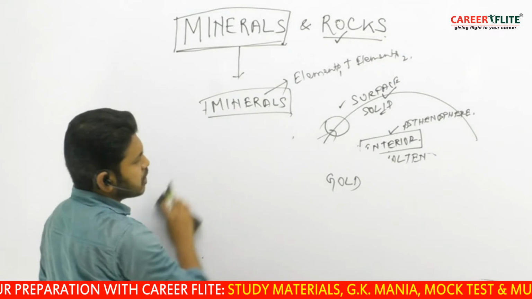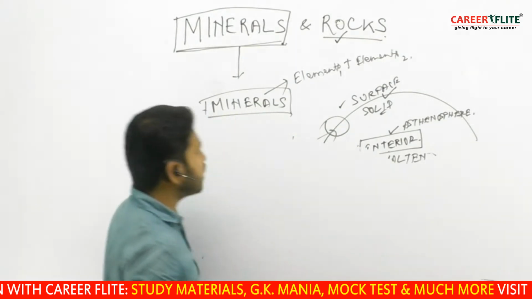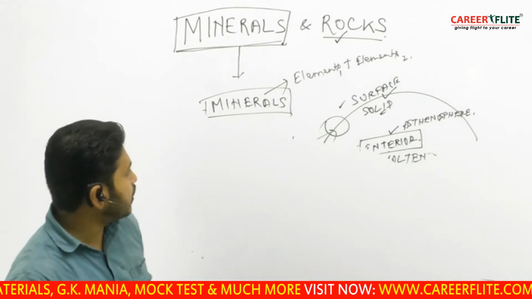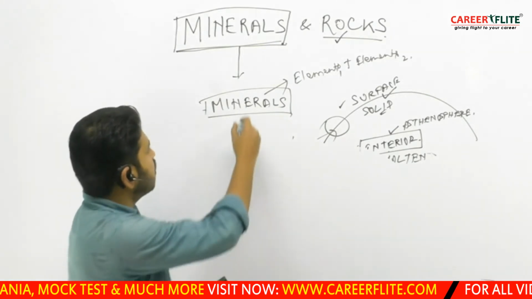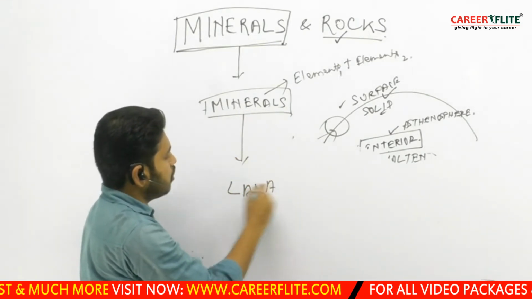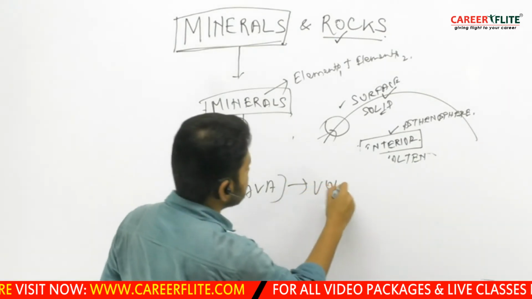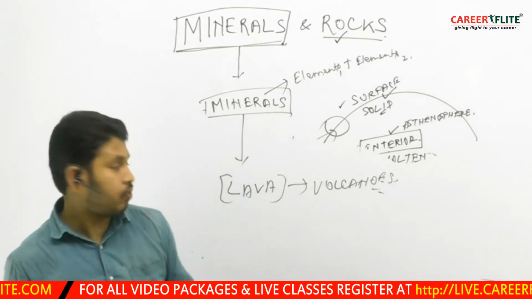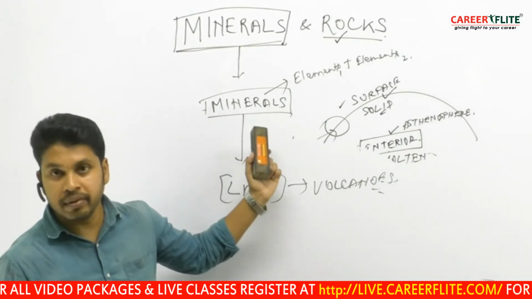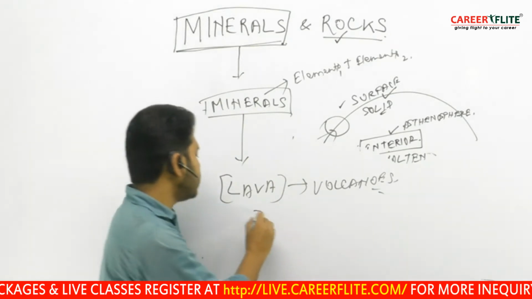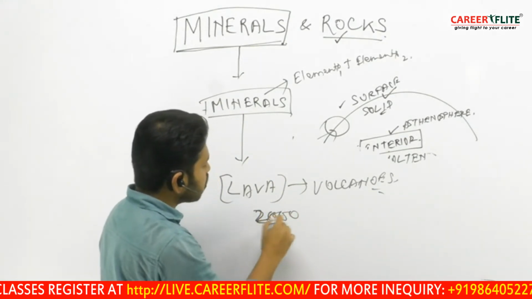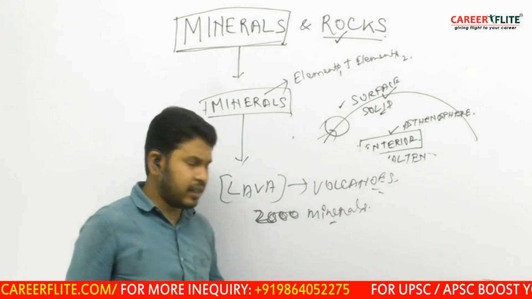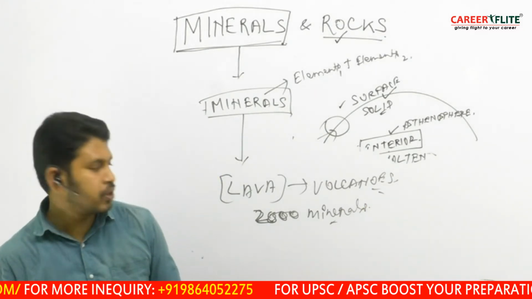Now, what is the source of all these minerals actually? We have been talking about minerals, giving the definition of minerals, and talking about elements. Now we'll talk about the source. So from where do the minerals come? The actual source of minerals is lava, lava from volcanic eruptions, volcanoes. The lava that comes out during a volcanic eruption forms different types of minerals after solidifying. There are approximately 2000 minerals at minimum. And these minerals are categorized into six major rock forming minerals.